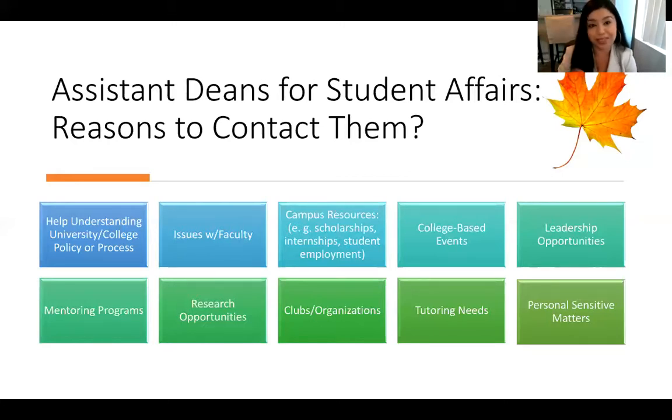So going back to understanding protocols and processes, we often will sit down and talk you through that process. So should there be a concern with the faculty or the classroom, we'll let you know that the first step is to communicate that concern with the instructor. And then from there, it'd be to communicate that concern with the department chair.